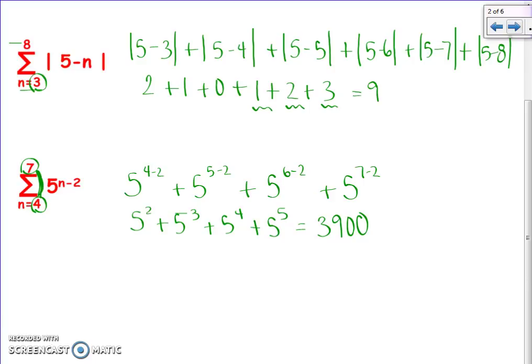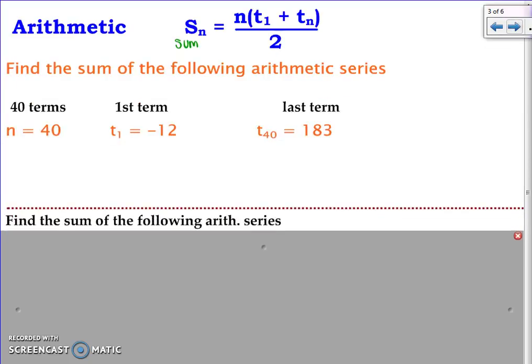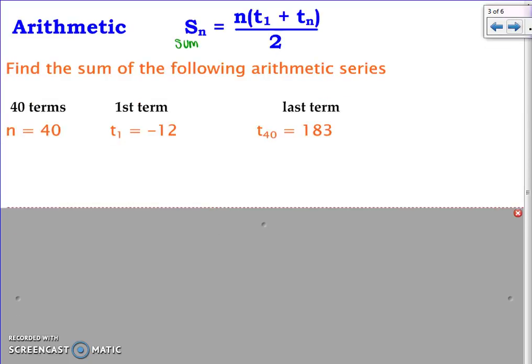Okay, so the series formula for arithmetic sequences. Okay, so we're going to look at that right here. Okay, so this is the arithmetic sum formula. Okay, so S sub n, S simply stands for sum. Okay, we're going to need the number of terms, that's n, then T1 and Tn, that's the first term and the last term.